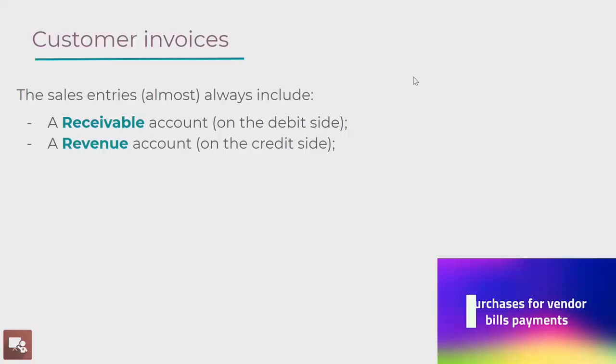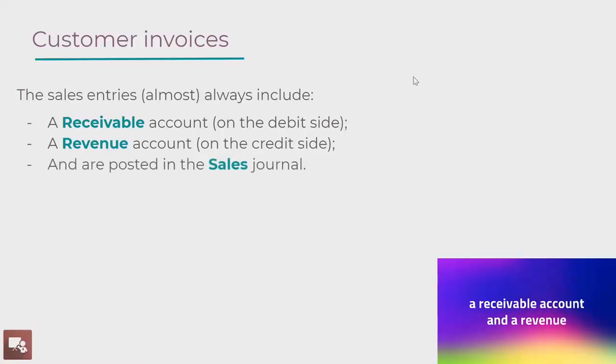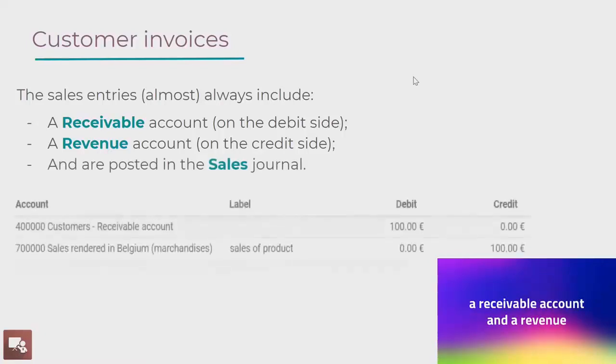Of course, those entries are booked, and this is what it looks like in Odoo. We're going to find again the receivable account with the value on the debit side, and then the income account, which is on the credit. And as you can see, debit equals credit. So we're good to go, and the customer invoice entry is valid.